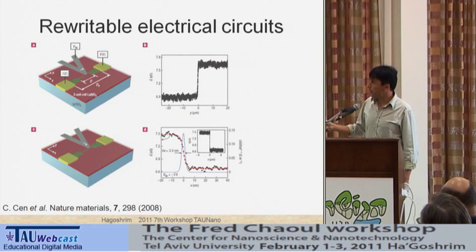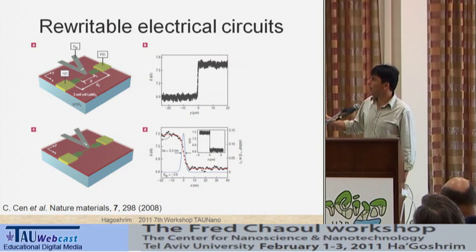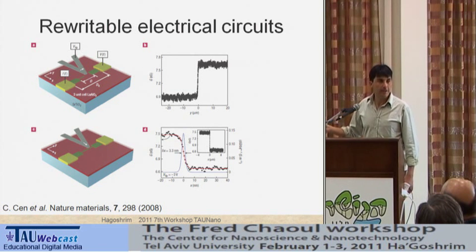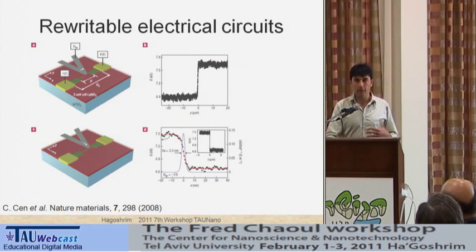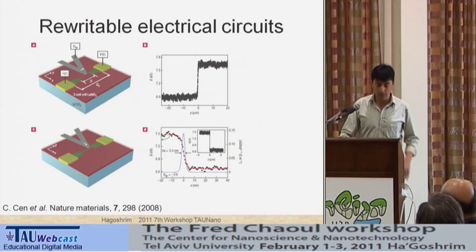And you can also cut this. So now they move perpendicular to this line, and they cut it. So here, this is the cut line. It's about 3 nanometers, and conductivity vanishes as soon as they cut this line. So you can write and erase circuits with this thing.